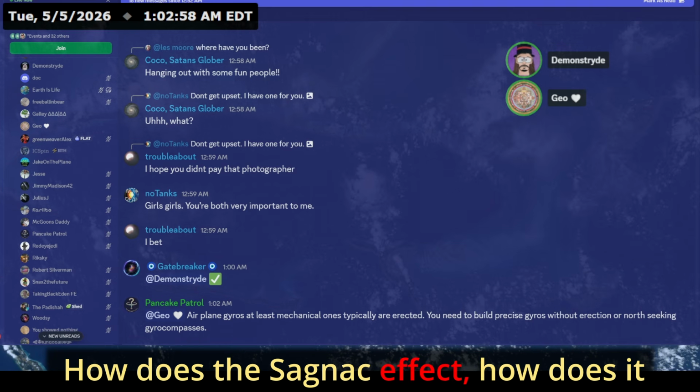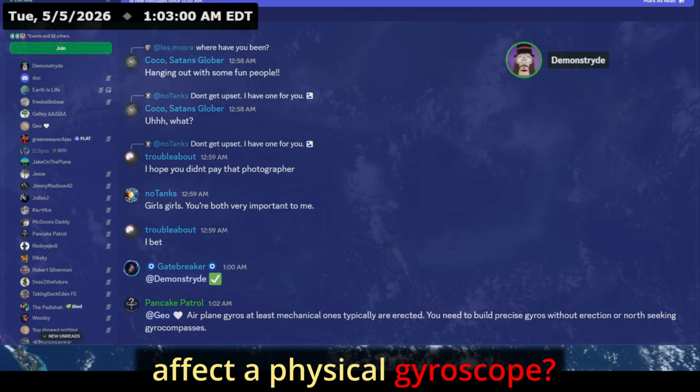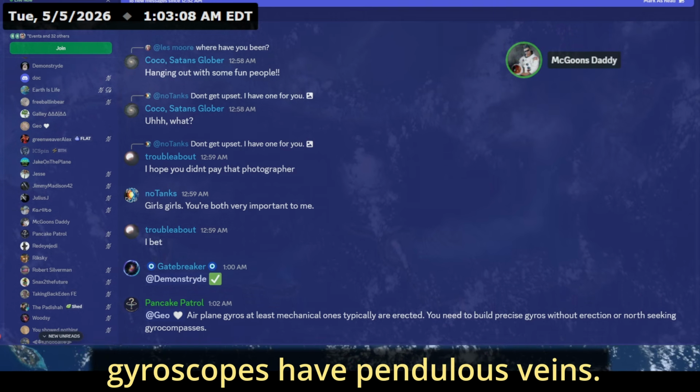How does the Sagnac effect affect a physical gyroscope? I thought the gyroscopes have pendulous vanes. Not anymore.